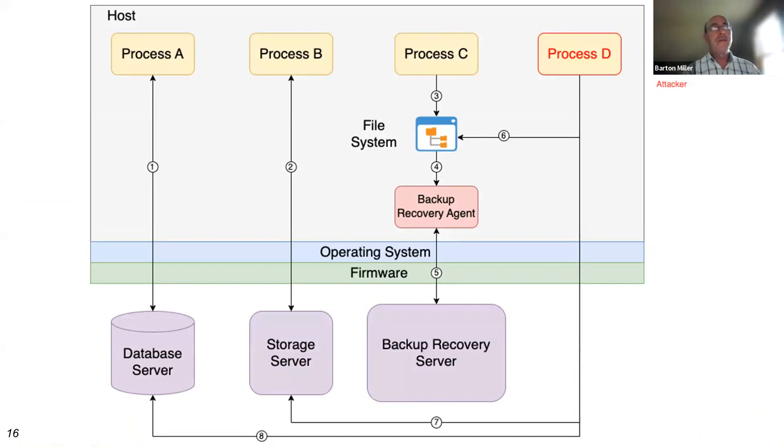So this is just a cartoon-like diagram of the system. We want you to have this in mind as I tell you about some of the really bad things that can happen to your computer and how you might detect and recover from them. We just think of programs running inside of a host, talking to a file system, we have a backup agent, we have a database server somewhere out there, local or remote, storage servers like file servers, and a backup recovery server. So what we've done is reduce this picture down to its simplest form and then study the places where bad things can happen. So let's look at some bad things.